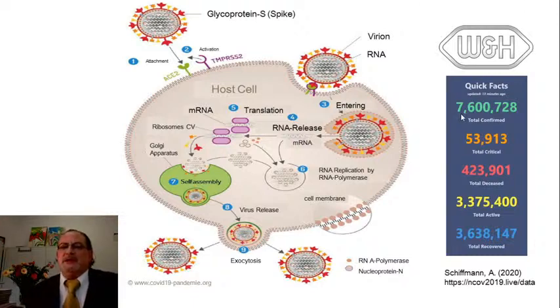We had 7,600,728 infected people, and totally critical were 50,913 people, and total deceased were 423,901, and total active were at that time 3,375,400, and total recovered were 3,600,038,147.